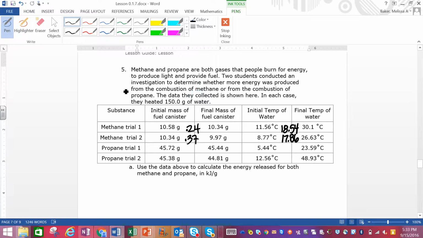So I'm going to write the averages over here. 0.24 plus 0.37 divided by 2 is 0.305. And over here, 18.54 plus 17.86 divided by 2 is 18.2 degrees Celsius. Okay, so these are going to be my averages here. I'm going to circle these like twice.